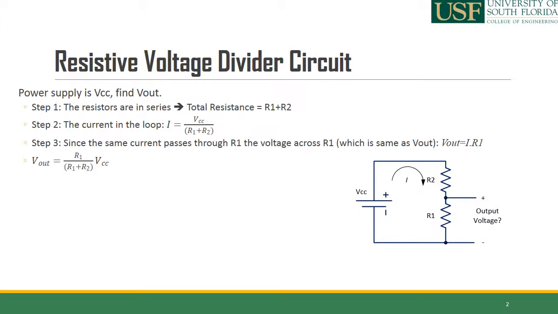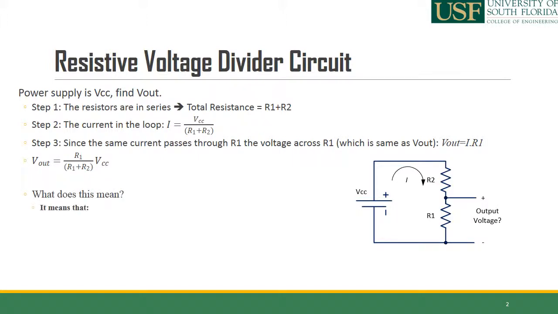And the third step is to find the voltage across only one of the resistors, let's say R1. So if we know the current, I times R1 should be equal to the voltage across that resistor. And since the current is already calculated as VCC divided by total resistance, the output voltage, V out, is equal to R1 divided by R1 plus R2 times VCC.